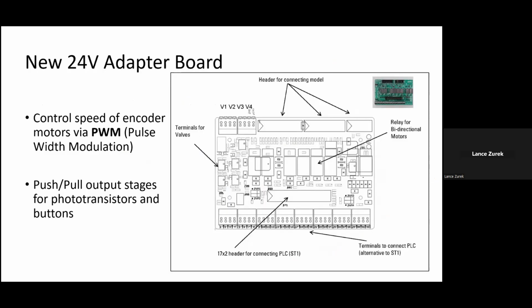The model also incorporates newly developed 24-volt adapter boards to interface to the PLC. These, of course, ship as part of the assembled training factory and are connected to the PLC via terminals. Now, among other things, the latest generation of adapter boards allows the speed of the encoder motors to be controlled via PWM, also known as pulse width modulation. And they also have push-pull output stages for phototransistors and for buttons.